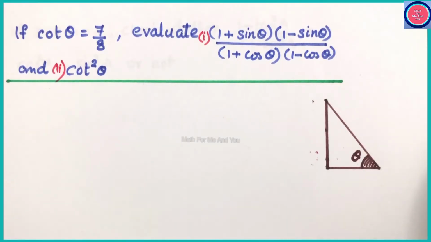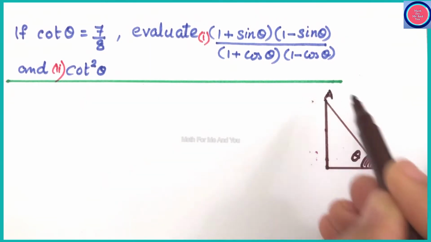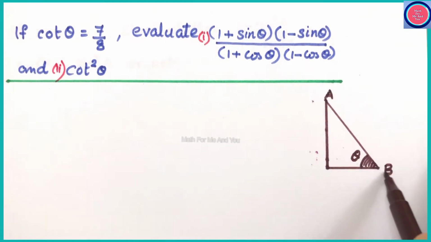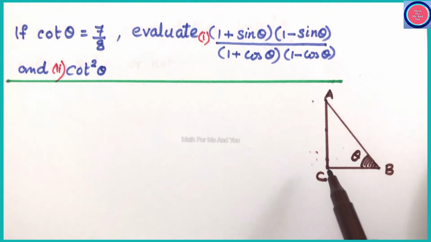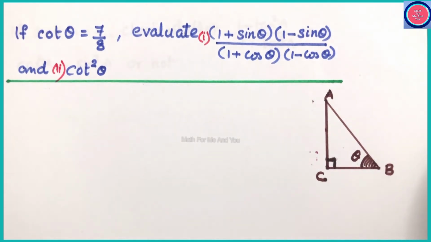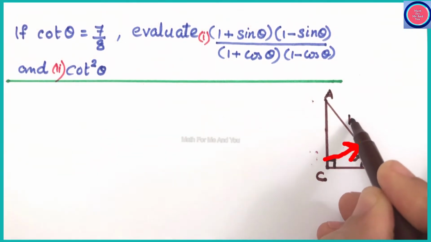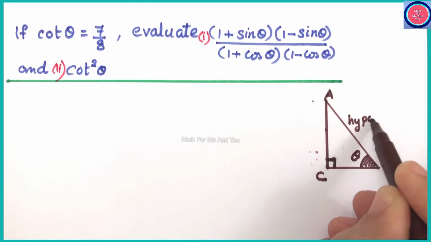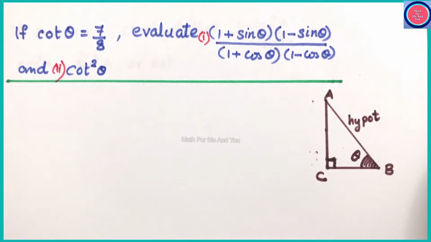Let's draw a right angled triangle. You can see a right angle triangle. I have marked one of its acute angles as theta. Let it be triangle ABC. That means angle C is the right angle here. We can mark that angle as 90-degree angle. The side opposite to angle C, it is the longest side, or this is the hypotenuse. Side AB is the hypotenuse of this right triangle.